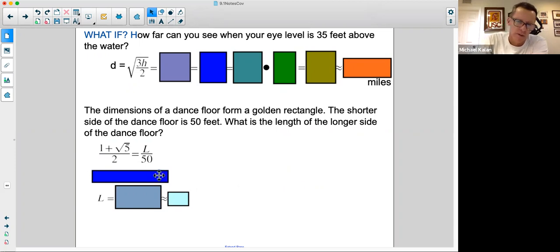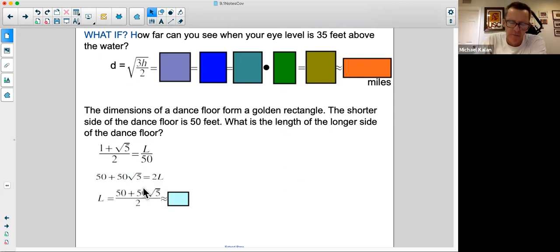So cross products again. This is very similar to the other ones, just different numbers. And then we would divide by 2. Well, doesn't 2 go into 50 and 50? So you could write this as 25 + 25√5 over 1, or just 25 + 25√5. And then you get your calculator out. You figure out it's about 81 feet.